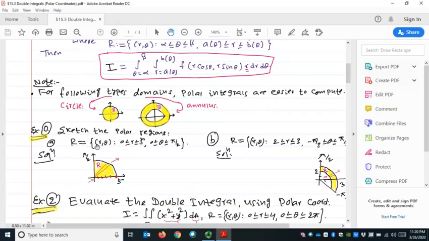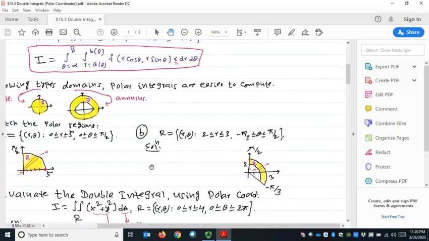Example 0. Let's sketch the polar regions. In part A, the polar region has r between 0 and 5, theta between 0 and pi over 2, which is the first quarter circle. Let's move on. Part B, the polar region is given by the radius between 2 and 3, and theta between minus pi over 3 and pi over 2, which is this angular region.